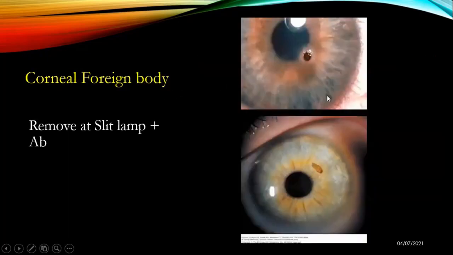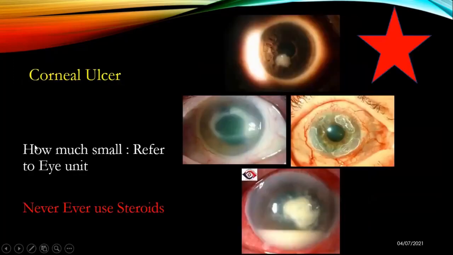Corneal foreign bodies. If a patient coming with red eyes and gritty feeling, if you flash the light onto the cornea, if you see something on the cornea, it may be a foreign body. So this need to be removed at the slit lamp and covered with antibiotics.